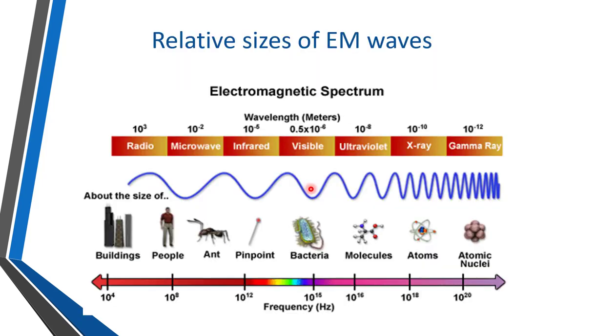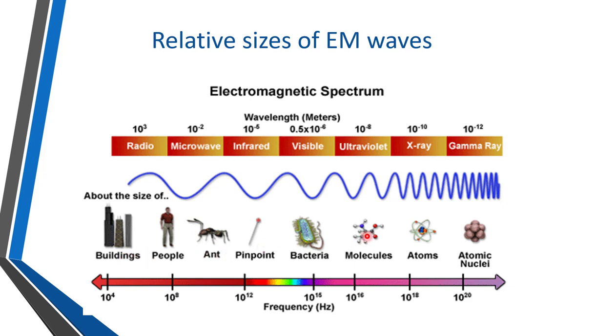The sizes of the electromagnetic waves can be relatively compared by using this figure. Radio waves have a wavelength up to 10 to the 3 meters, and gamma rays, as we have just seen, have a wavelength down to 10 to the minus 14 meters. As wavelength increases, the frequency decreases, so here we can see the low frequency waves. But as the wavelength decreases, the frequency increases. So the size of the wave is also decreasing.